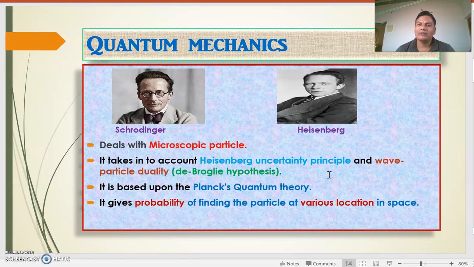Then again, it gives the probability of finding the particle at various locations in space. But in classical mechanics we studied that we can accurately determine the position, the distance, or the time required to cover the distance. It was accurate. But in quantum mechanics, no such accuracy is there. There is a probability. It means there are chances to find it. So we'll see the next slide.